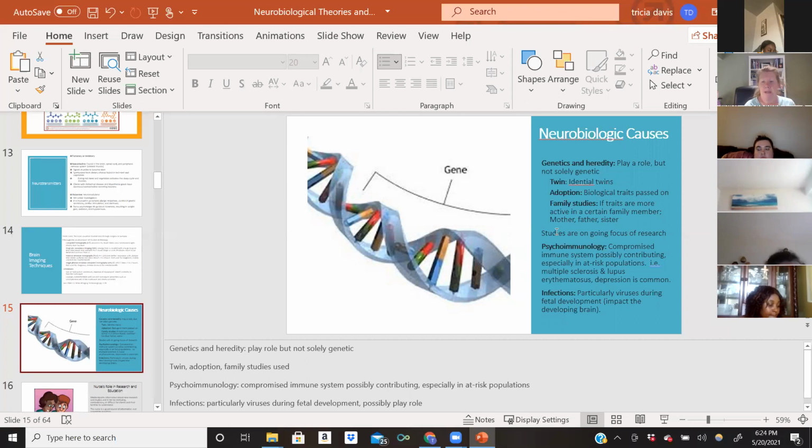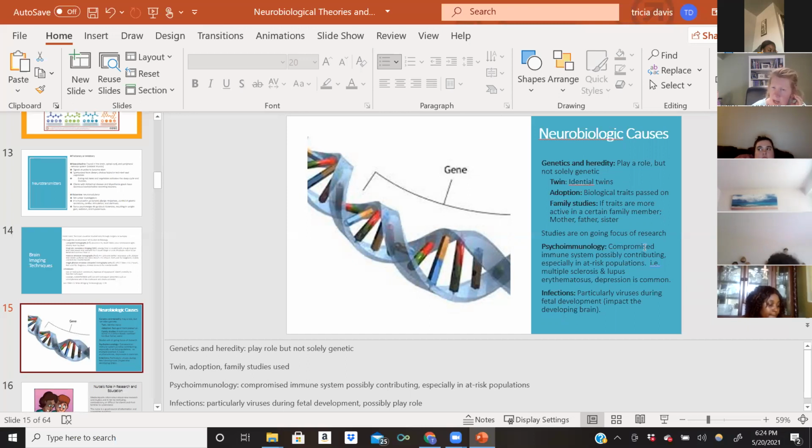And then different family studies they look at, so they want to know if more traits are active in certain family members. So it could be the mother, the father, the sisters, the brothers. So these are all the focus of all these research things that we're seeing. We're trying to nail down all those causes because we want to know more about mental illness so that we can help the people who are suffering from it. So it's always ongoing research.